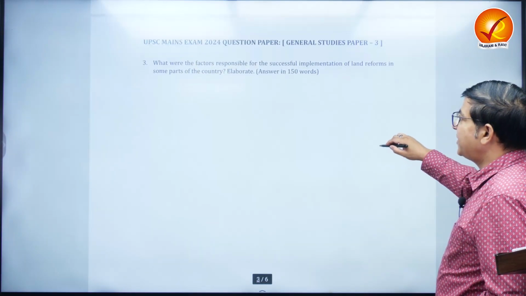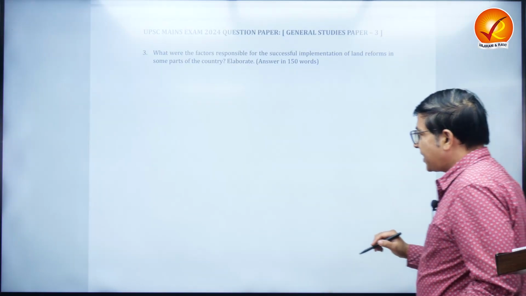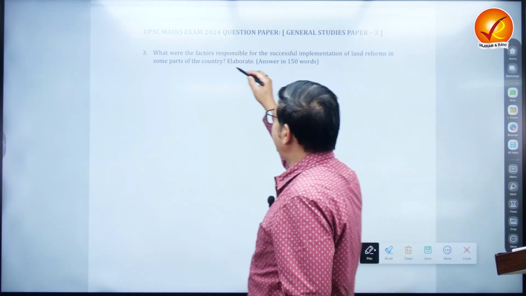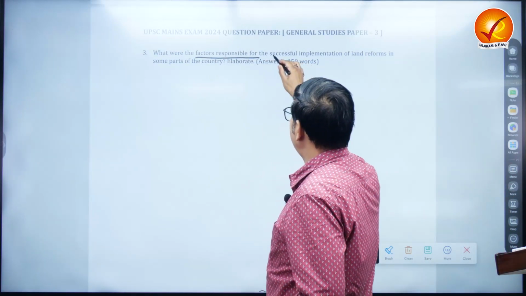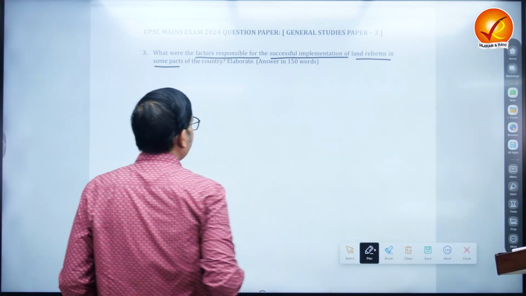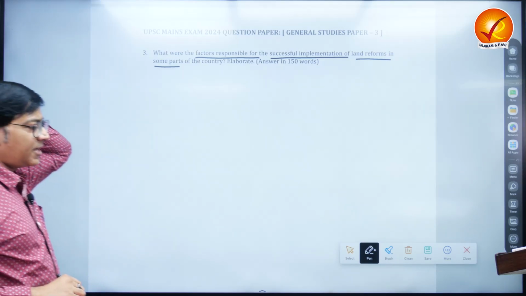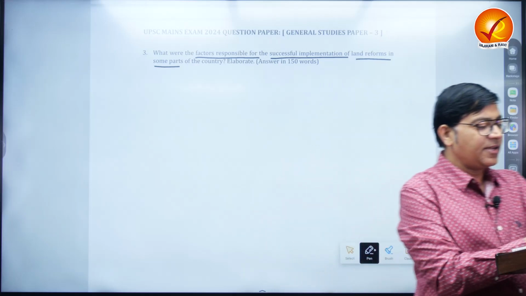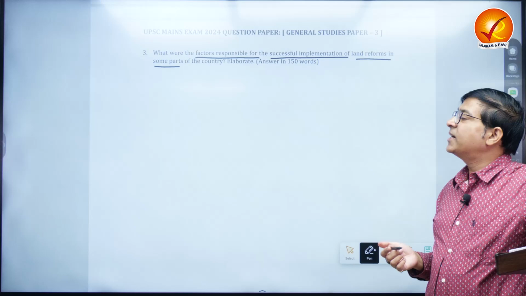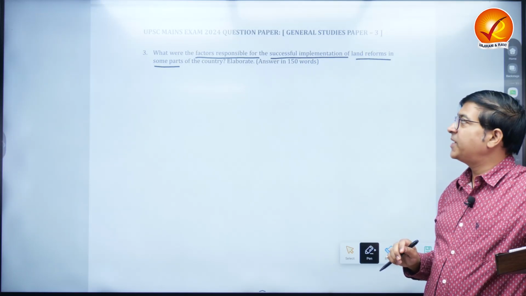land reforms. As I told you, this is one of the most common questions coming almost every year. But every year when they ask it, it is slightly different. This year they are asking about the factors responsible for successful implementation of land reforms in some parts of the country. The question is slightly tricky in the sense that overall land reforms, it is often claimed, were not very well implemented across the country, yet there are some parts of the country where they were implemented better.